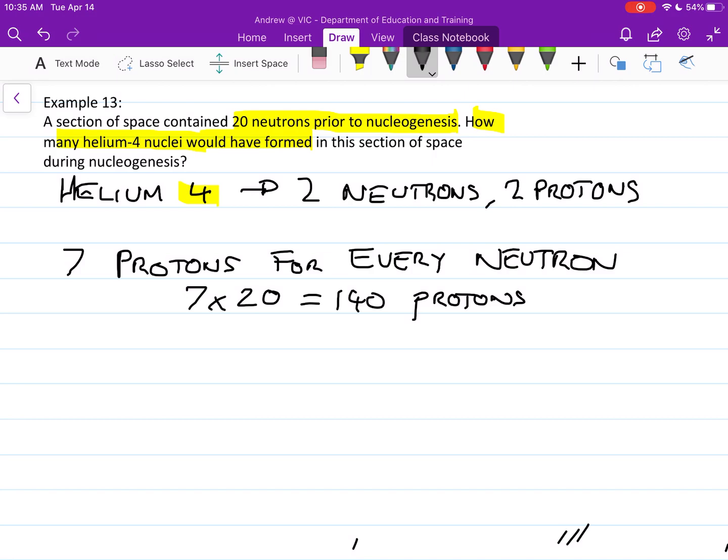Okay? So there's heaps of these protons, but just remember, we only have 20 neutrons. So with this, we just need to figure out the maximum amount. Each helium atom has 2 neutrons and 2 protons. So the protons aren't going to be a worry, there's going to be heaps of them. But since we only have 20 neutrons, this is going to be our determining factor of how many there are, because it's the lesser number.